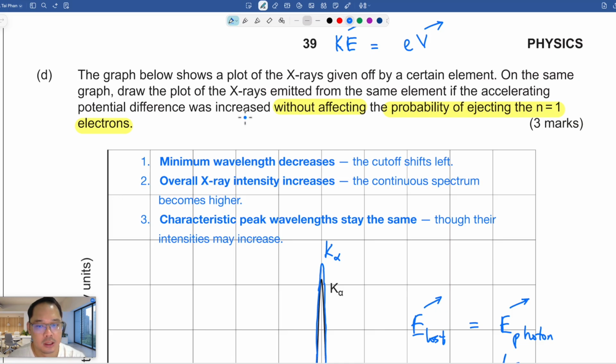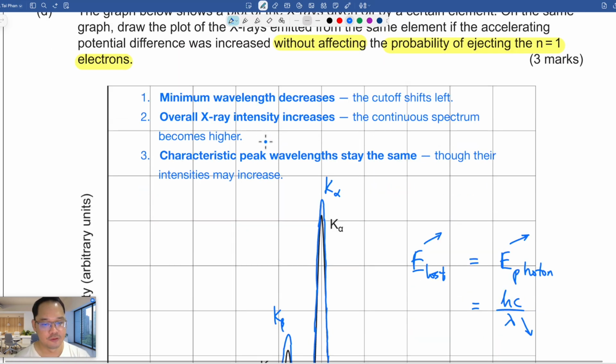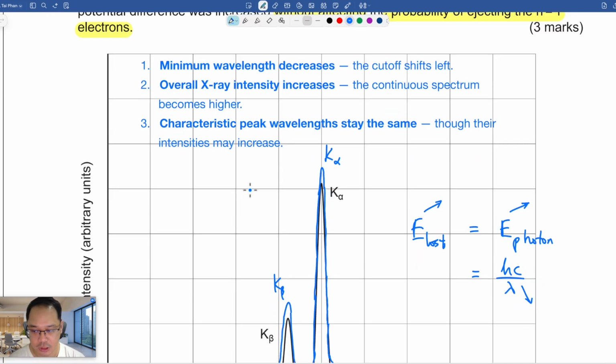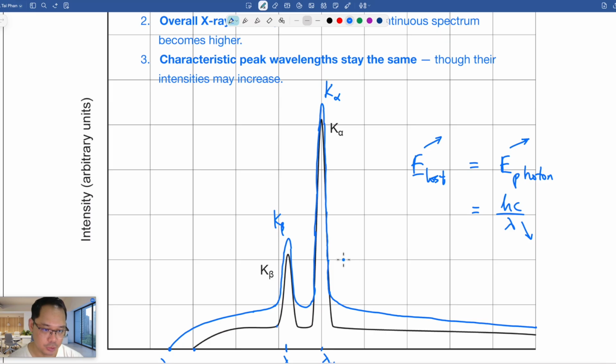More electrons, more bullets moving toward the target, hitting the electrons or approaching the nuclei in the target, means more shooting bullets. Therefore, the number of electrons ejected from the N1 level also increases. Therefore, the intensity, which is the amount of energy emitted per second and per area in the experiment, increases. That's why the intensity of K alpha and K beta here increases as well, and we have higher peaks.